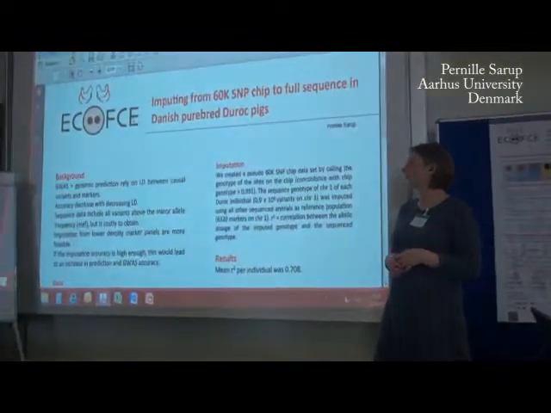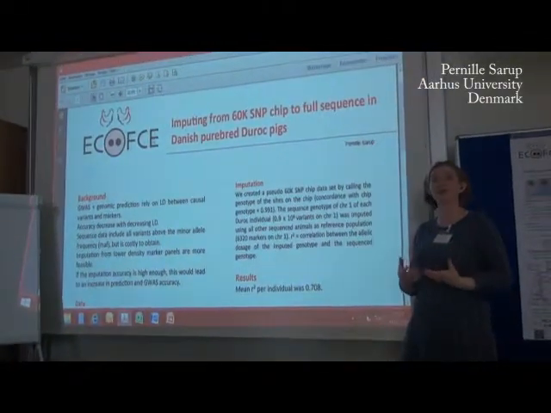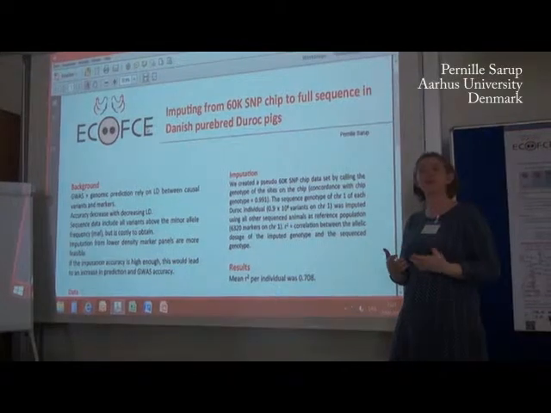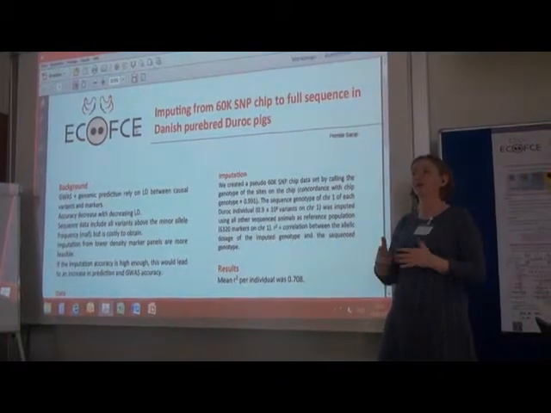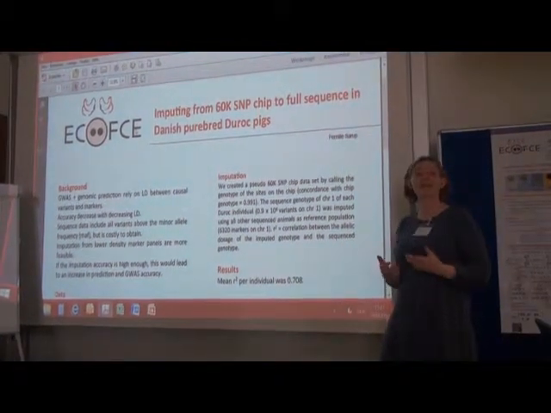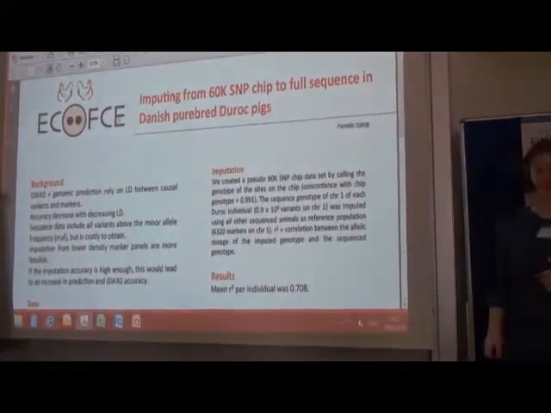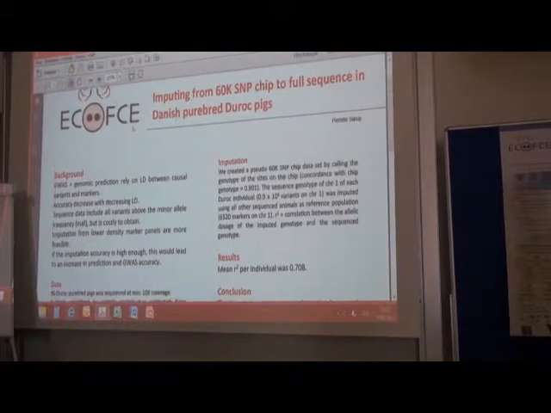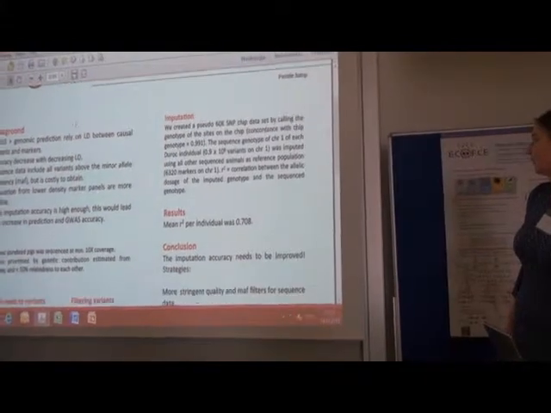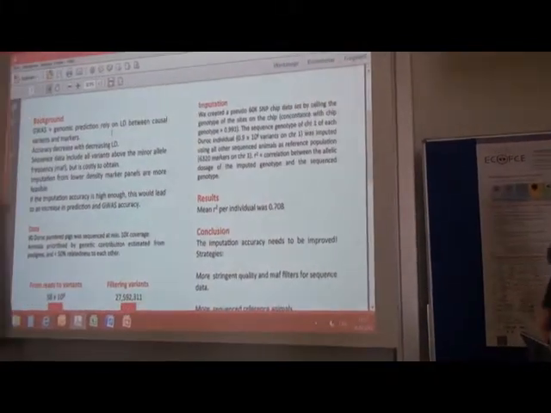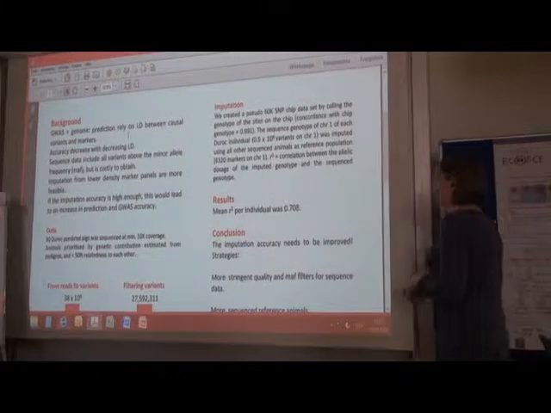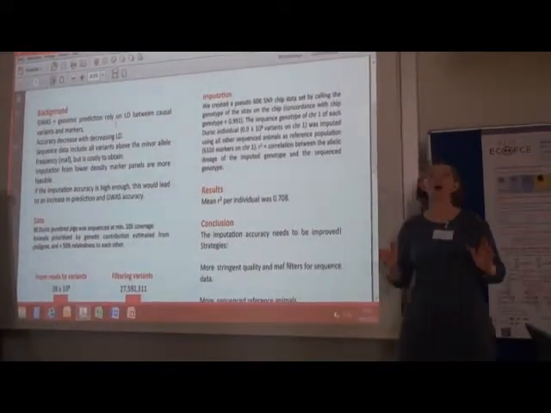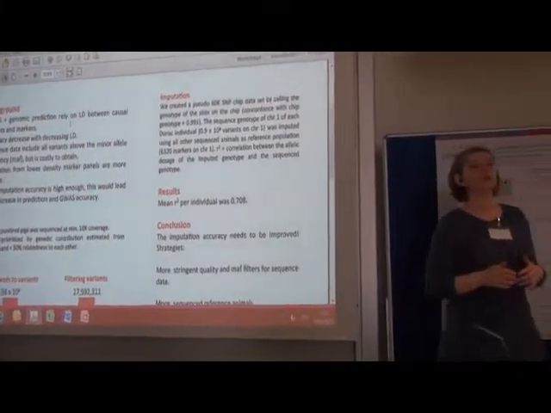We have a reference population where we have full sequence data. We can impute this into the population where we only have about 60k chip data. I've done this on the Duroc population that we talked about earlier, so this is some of the same animals. In total, we sequenced about 115 animals.